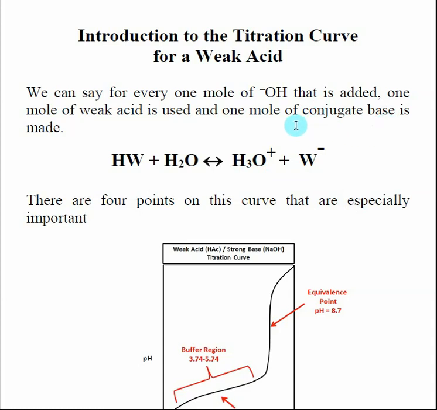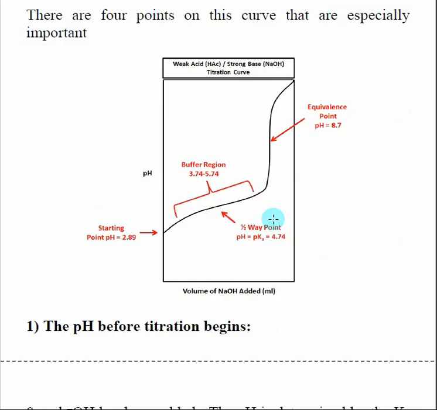So the overall rule is for every 1 mole of hydroxide that's added as a strong base, this converts 1 mole of our weak acid into 1 mole of its conjugate base. And so you can kind of see that the stoichiometry is all 1-to-1. So when we look at the titration curve of a weak acid and a strong base, you can see they're kind of the same points that we had in the strong acid, strong base titration curve. It's just everything is moved up slightly.